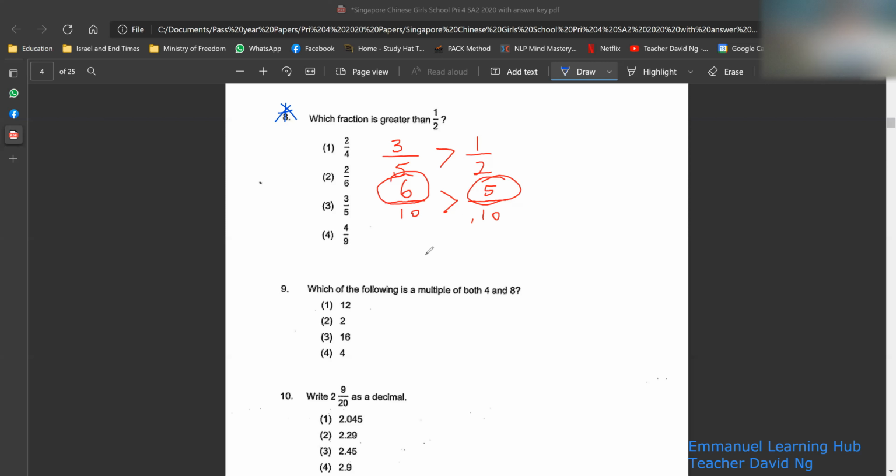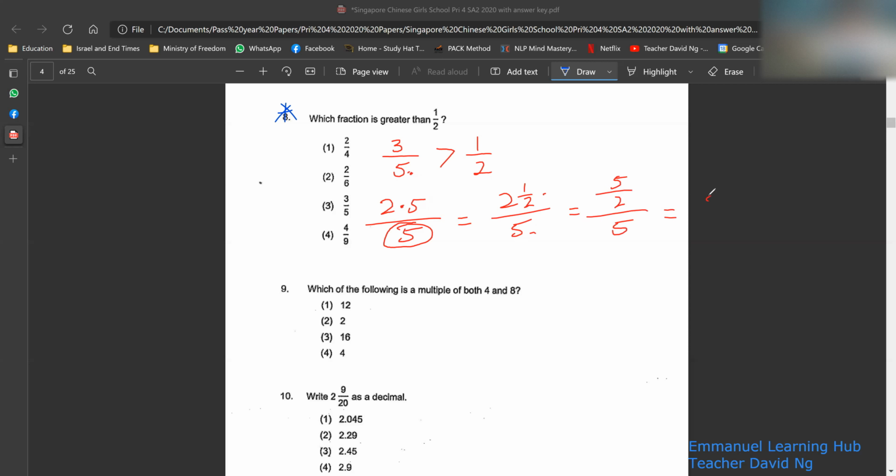There's a faster way without converting. Okay. Because 3/5, half of 5 is 2.5. Okay? You will not come across this in primary school, a decimal over a denominator. Okay, half is actually 2.5/5. Because 2.5 is 5/2. So 5/2 over 5, times 1/5. So this is half.